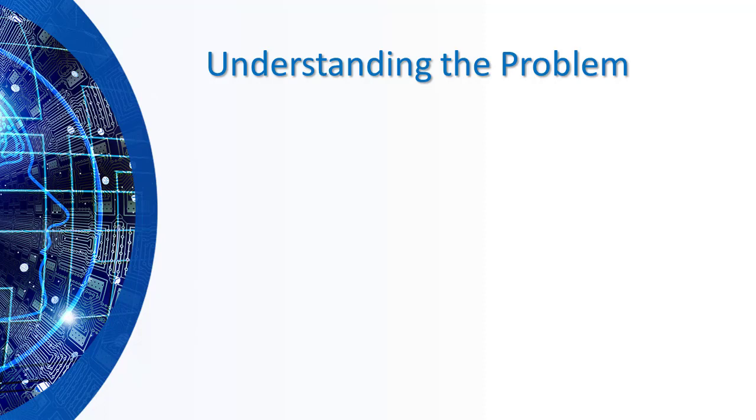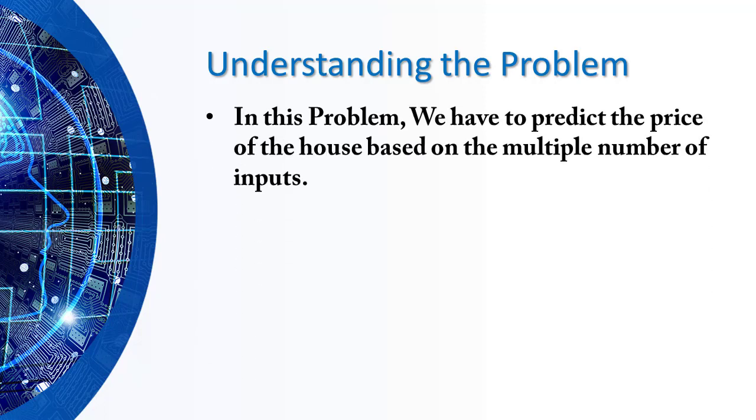Now let's see some of the details of the project. The basic thing is to understand the problem. Let's assume that you got your first project, and the first thing that you have to do is understand your problem. Understanding the problem is the key. In this problem we will be dealing with the Boston dataset, and we have to predict the price of the house based on multiple inputs, and this is a multivariate linear regression project. In the real world you will not be getting univariate linear regression, you will most commonly be getting multivariate linear regression.